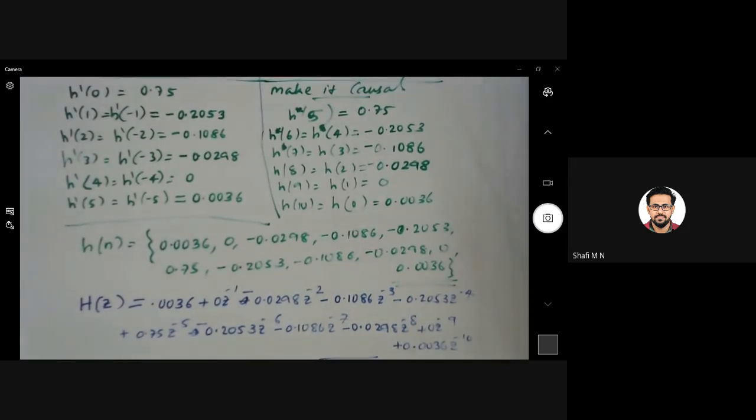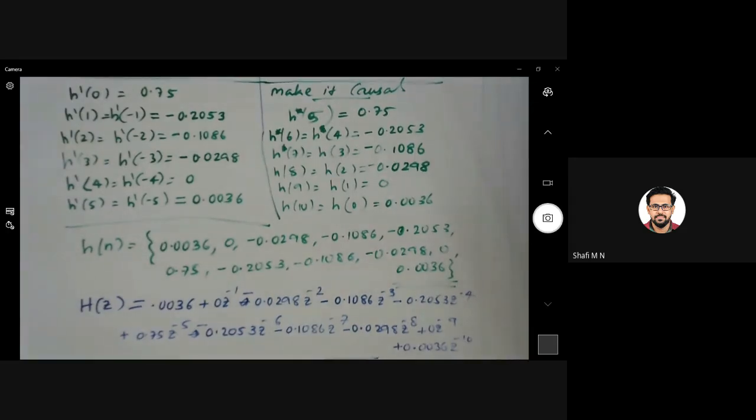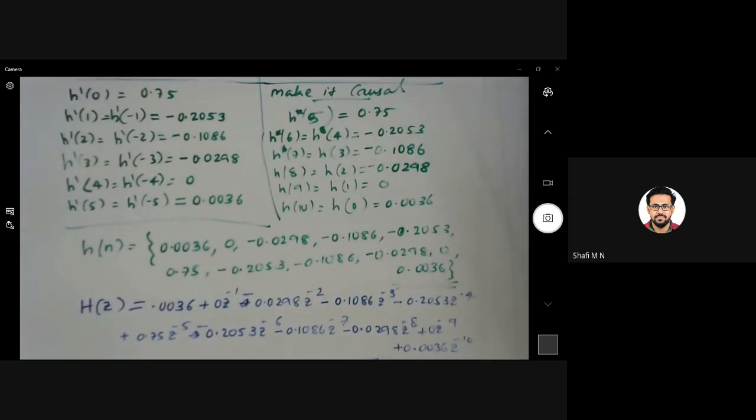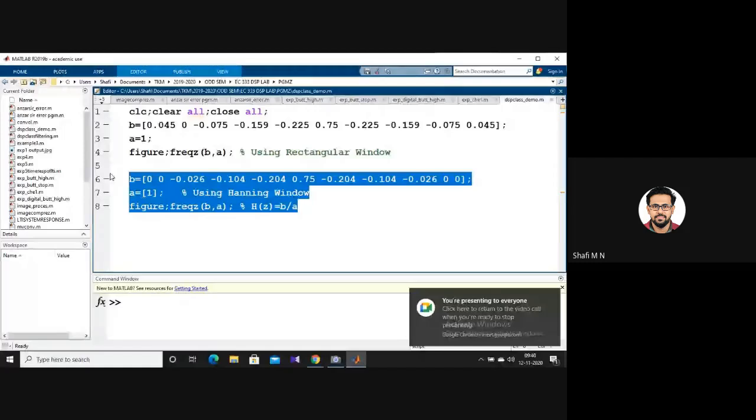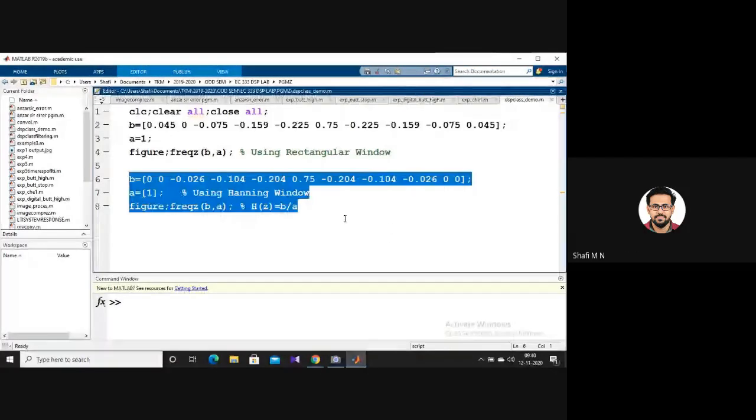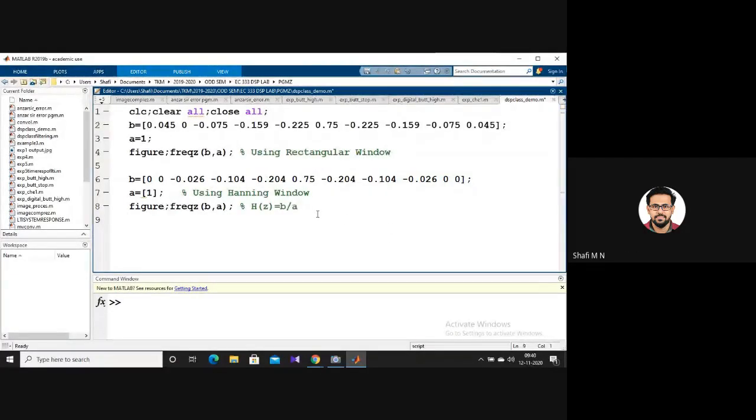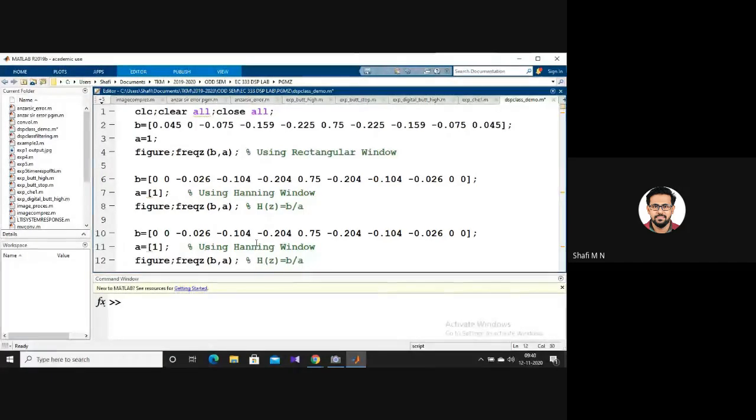Let's check the response in MATLAB. Can you see the MATLAB window? So yesterday we did it using rectangular window and Hanning window. Today we will modify it for Hamming window.